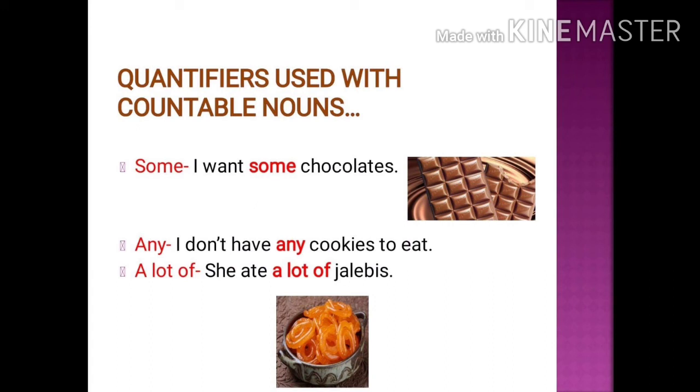The next quantifier used with countable nouns is a lot of. She ate a lot of jalebis. The noun jalebis is also countable. To denote its quantity, I am using a lot of. Children, remember some, any, a lot of. These three quantifiers, sometimes they are also used with uncountable nouns, but let's learn it later.